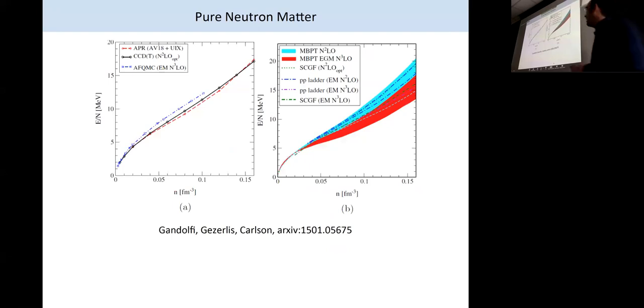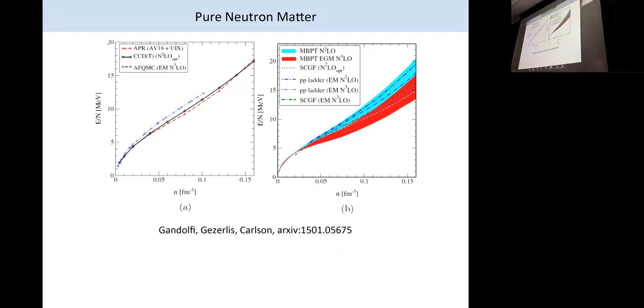And you can perform calculations at various orders. And the nice thing is that you know exactly how much error you're making at a particular order. And so you can quantify much more precisely the theoretical errors in your models. And typically, when you calculate the energy per nucleon of pure neutron matter, you get a band like this with fairly rigorously quantified errors.